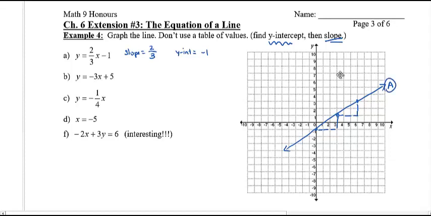I'd like you to try B and C, and then we'll come back and do D and E together. But you do B and C. Go.